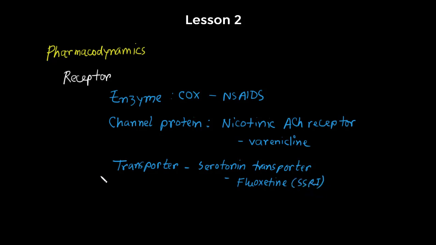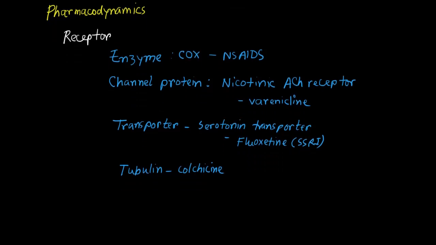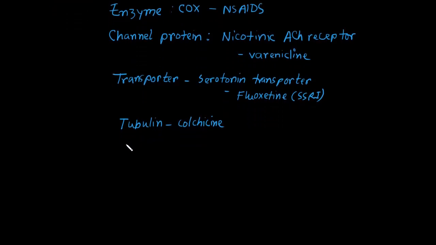Another kind of receptor could be structural proteins like tubulins. One example is colchicine. Colchicine is a drug which will bind to tubulin, or the structural proteins of the cells. The receptors could even be cytokines like TNF alpha and interleukins. Some monoclonal antibodies have been developed. These are biological drugs which can target these cytokines. An example is infliximab, which is an anti-TNF alpha monoclonal antibody.